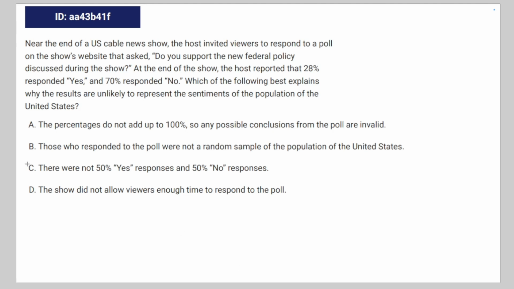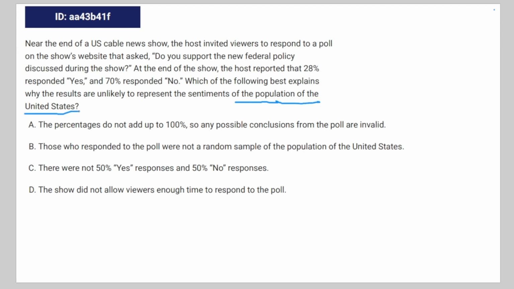So expanding on the ideas discussed in the last problem, we have the second example. Near the end of a U.S. cable news show, the host invited viewers to respond to a poll on the show's website that asked, "Do you support the new federal policy discussed during the show?" At the end of the show, the host reported that 28% responded yes and 70% responded no. Which of the following best explains why the results are unlikely to represent the sentiments of the entire United States?